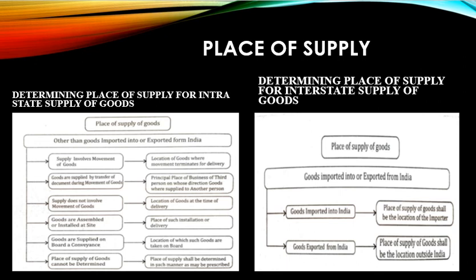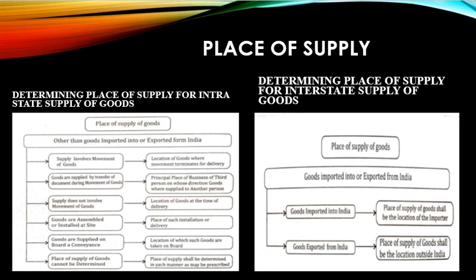When goods are traded within a particular state, for example within Karnataka, from Bangalore to Mysuru, it comes under intrastate, and we impose CGST and SGST. If the supply is from Karnataka to Tamil Nadu, where two states are involved, it is called interstate supply of goods, where we charge IGST.